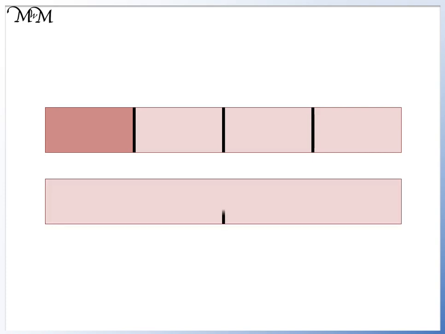The next bar has been divided into 8 parts. To shade in 1/4 of the bar, we can see that 2 parts need to be shaded in. 2 out of 8 are shaded in. This fraction is 2/8. We can see that they are the same size. They are therefore equivalent.